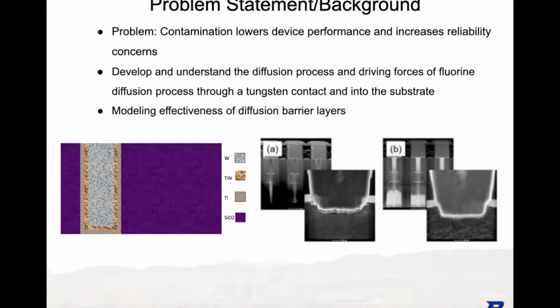Our project was to create a model using COMSOL that shows the effectiveness of titanium nitride diffusion barriers and how barrier thickness affects diffusion. The image on the left shows a typical tungsten interconnect with a titanium nitride barrier, and the image on the right shows a resistive interface that is caused by fluorine diffusion.